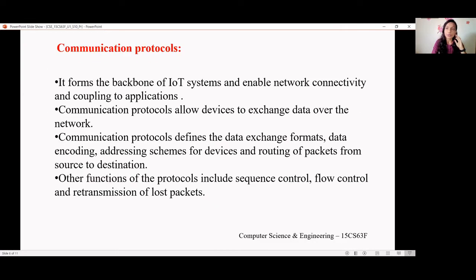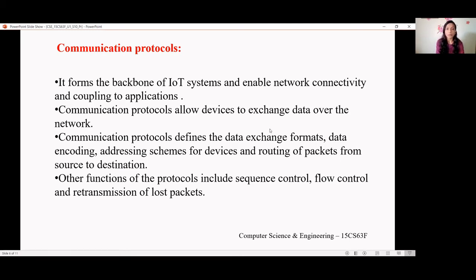Next we'll see communication protocol. Communication protocol helps in the IoT system, because without communication protocols, what would happen? So many things were there in the IoT network, and if everyone had its own language or own protocol to speak, then they would not work like a system. So this is very important. Communication protocol allows devices to exchange data over the network.